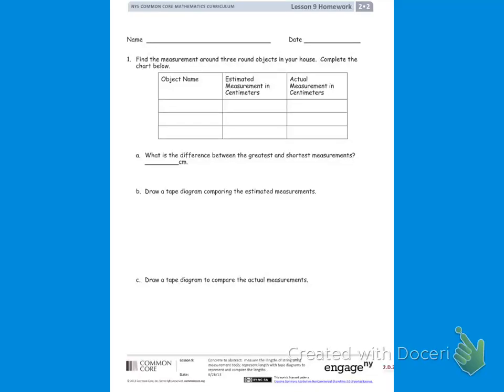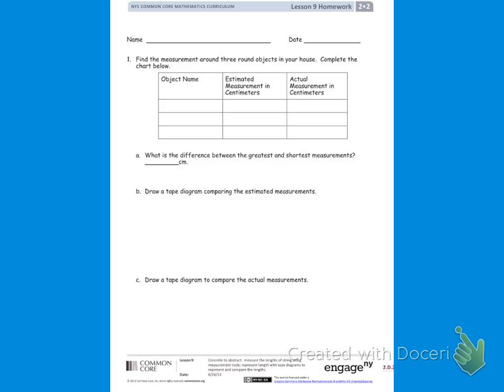Module 2, Lesson 9's objective is to go from concrete to abstract. They will measure lengths of string using measurement tools, then represent length with tape diagrams to represent and compare the lengths. In Lesson 4, we learn that meter tapes can be used when measuring round objects or when measuring things that are not straight. So, on number 1, the students are to find the measurement around 3 objects in your house and then complete the chart below.